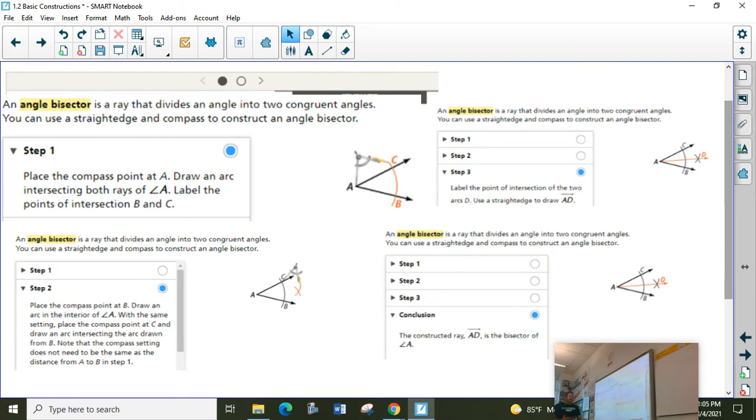So now here's what's kind of interesting. You can actually change or not change your compass. You just got to make sure when you make your arc from B and your arc from C, they're the same. Because you want an equal distance so you can get these, and then you're going to draw a line that connects them.